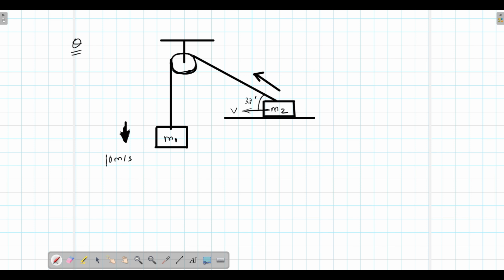This is v cos 37. According to string constraint, speed is constant at each and every point. So v cos 37 equals to 10. So v cos 37 equals to how much?